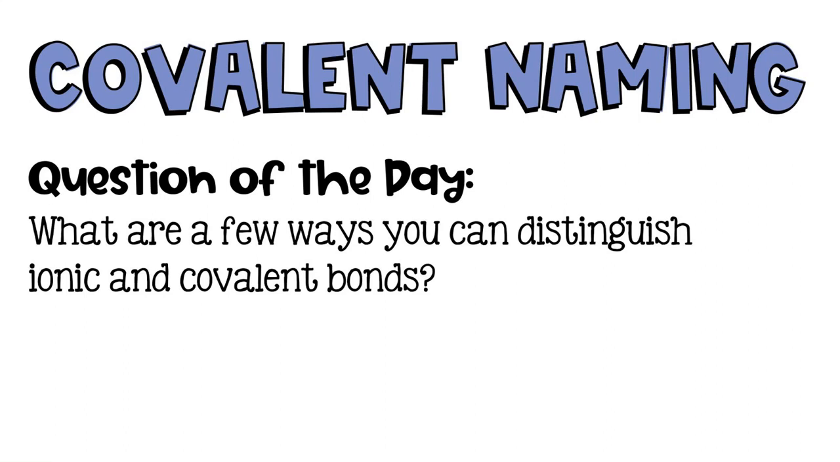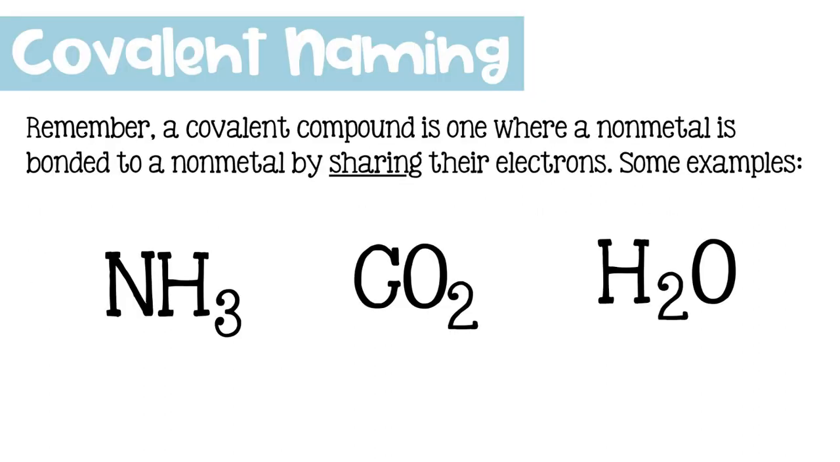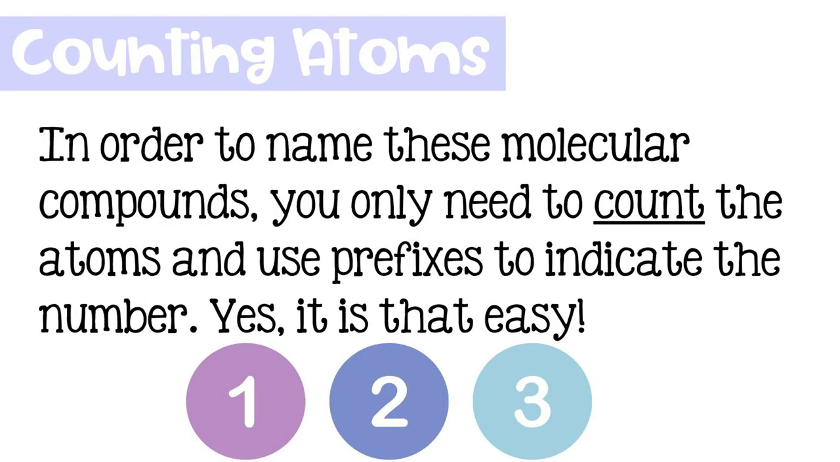Today we are going to learn about covalent naming. Our question of the day is what are a few ways you can distinguish between ionic and covalent bonds? Remember, a covalent compound is one where a nonmetal is bonded to a nonmetal by sharing their electrons. Examples include NH3, CO2, and H2O.